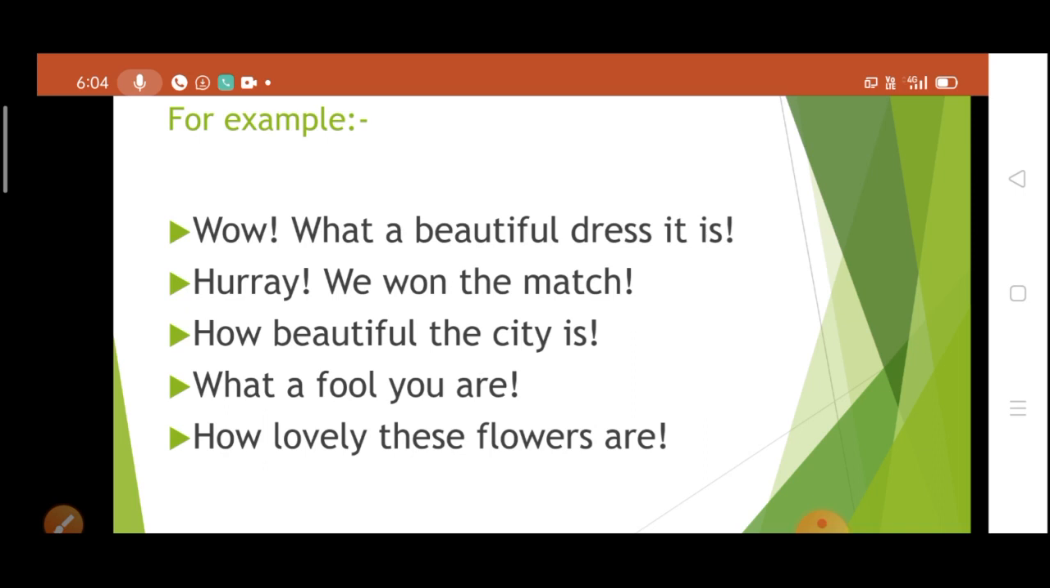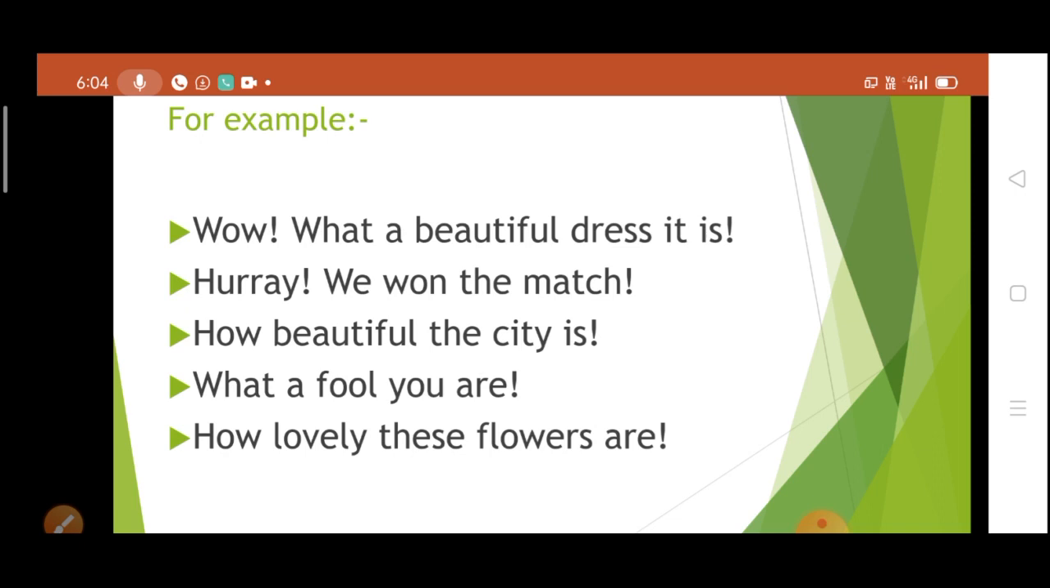Then how beautiful the city is. In this sentence, the sentence begins with how. And next sentence, what a fool you are. So here what? So the exclamatory sentences also start with how and what. And it always gives the exclamation or strong feeling. So children, this is all about our 4 types of sentences. Then at last I have given one small exercise to identify the types of sentences.